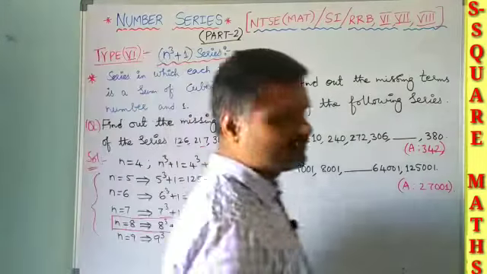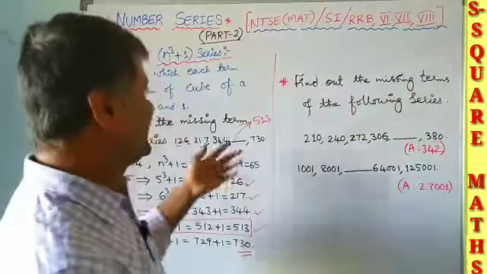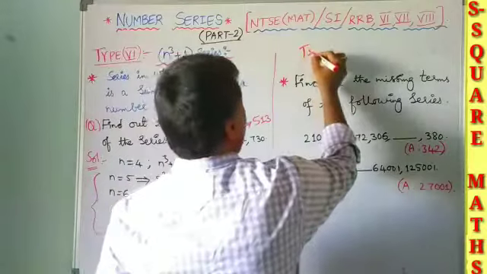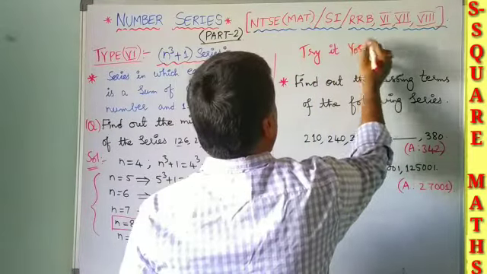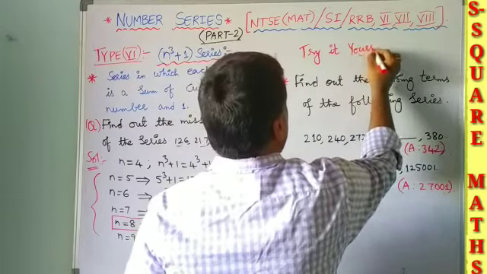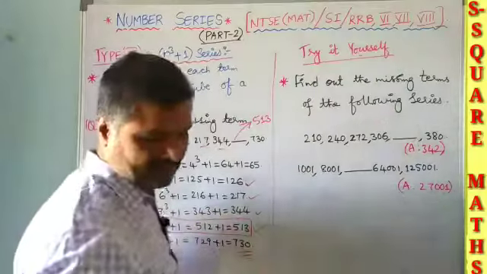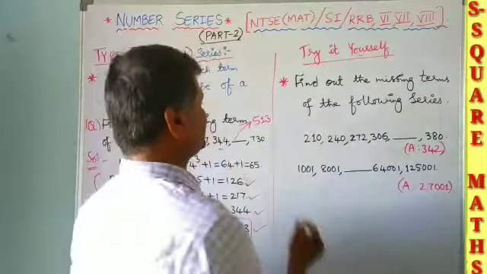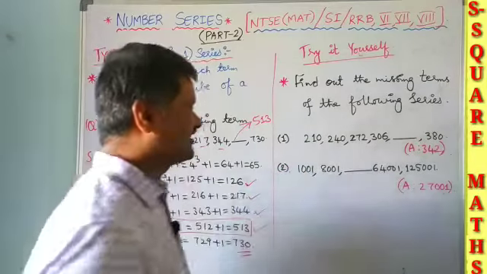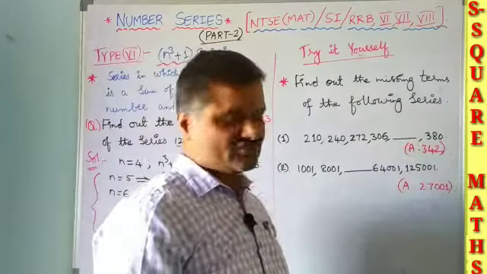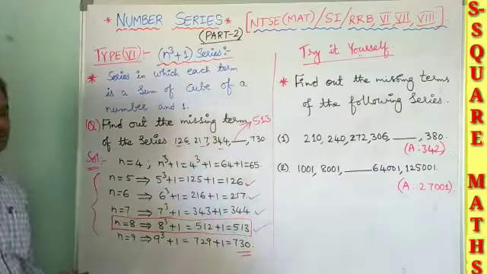Next, after going through these problems in this video, try it yourself. I have given a list of problems. Go through these problems. Find out the missing terms of the given numbers. This is first and second, along with the key given. So check it. You can have a look here.